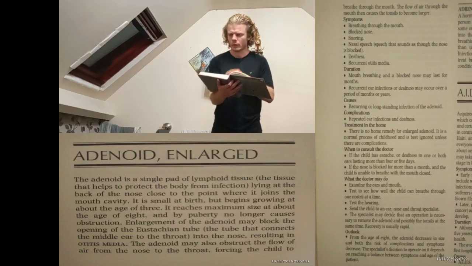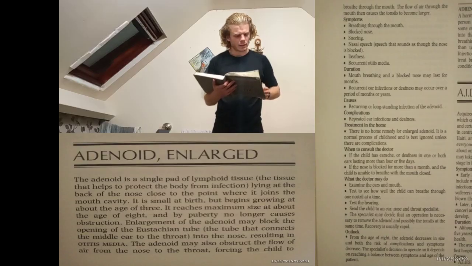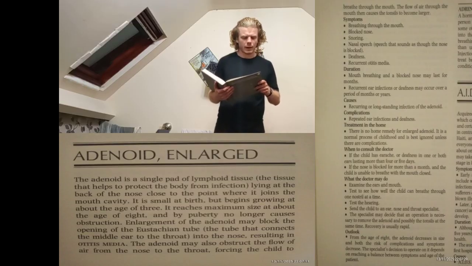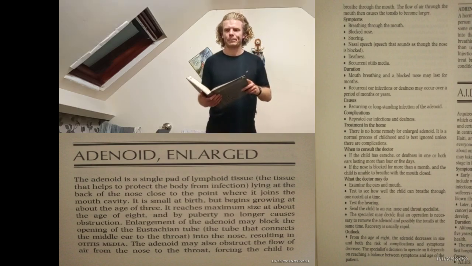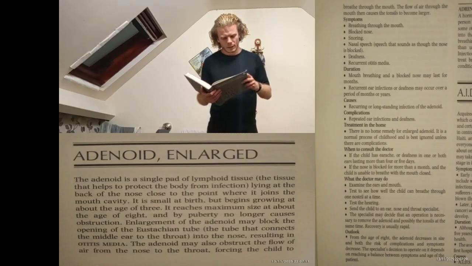The adenoid may also obstruct the flow of air from the nose to the throat, forcing the child to breathe through the mouth. The flow of air through the mouth then causes the tonsils to become larger.